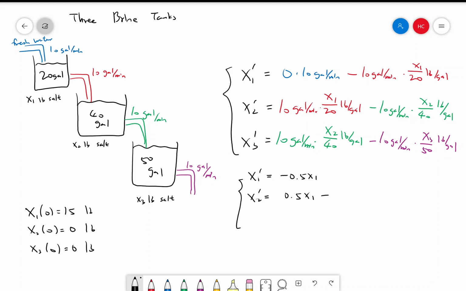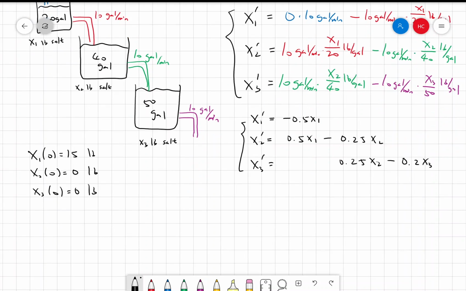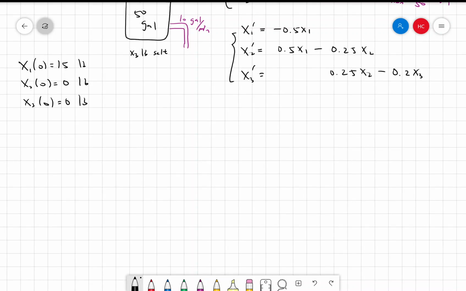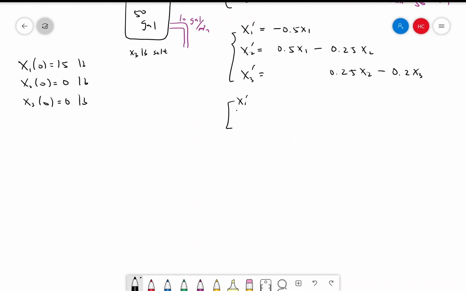x1 minus 0.25 x2, and x3 prime is, it's nothing in the first term. It's 0.25 x2 minus 0.2 x3. Alright, so let's move down a little bit. So this tells us that the vector x1 prime, x2 prime, x3 prime equals the matrix negative 0.5, 0, 0, 0.5, negative 0.25, 0, 0, 0.25, negative 0.2 times x1, x2, x3.